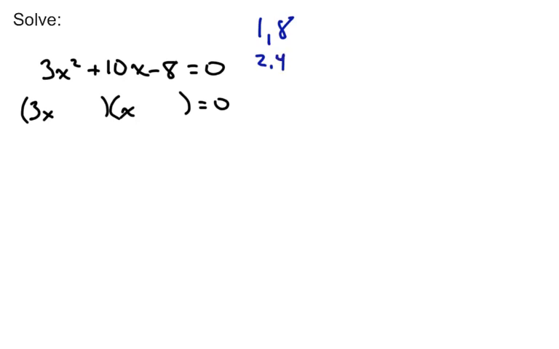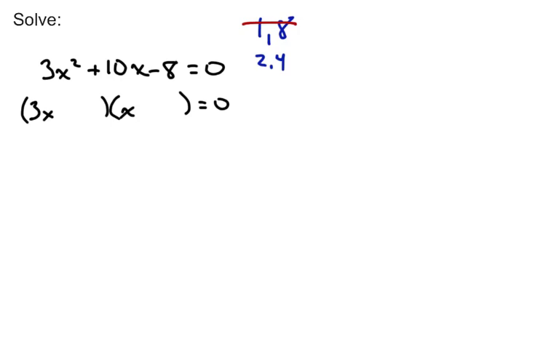Well, we could try 1 and 8. That'll give us 24 and 1. That doesn't make 10. So switch them around into 8 and 1. And that'll give us 3 and 8, which makes 11. Close to 10, but it's not 10. So that means that 1 and 8 are not going to work.